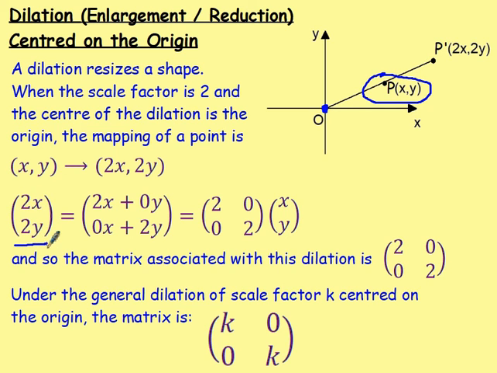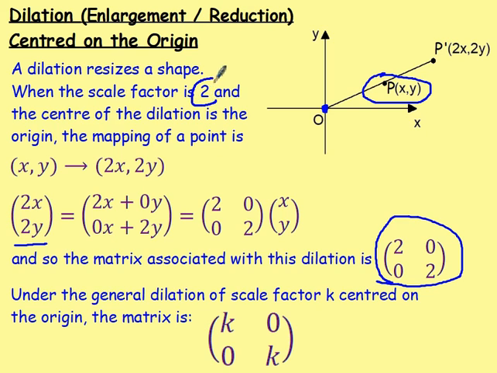Write down the 2x, 2y as a point matrix. Again, write it in terms of x and y. Take the coefficients, so 2, 0, 0 and 2, multiplying that by the original, x y, and you can check that you do get 2x and 2y. The matrix associated with that then is 2, 0, 0, 2.